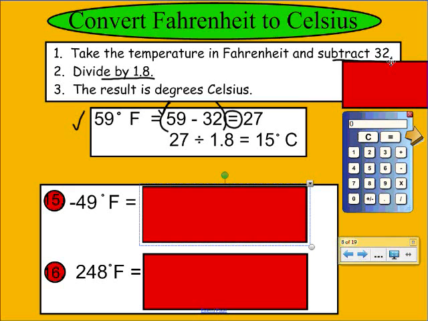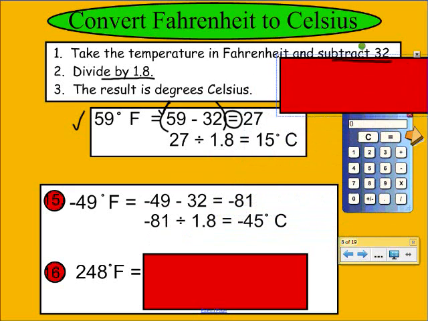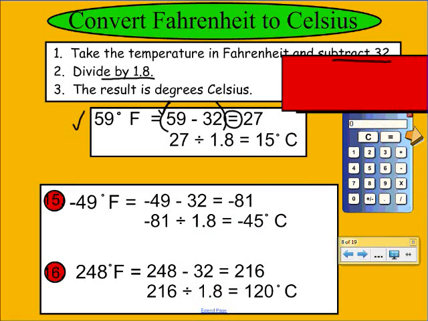Okay, welcome back, and let's take a look at number 15. We have negative 49 degrees Fahrenheit. We're going to subtract 32 from that to give us a negative 81, and then the negative 81 divided by 1.8 is going to give me a negative 45 degrees Celsius. Taking a look at number 16, I have 248 degrees Fahrenheit. I'm going to subtract 32 from that to get 216, and then divide it by 1.8 to get 120 degrees Celsius.